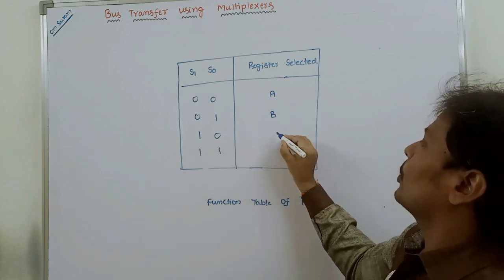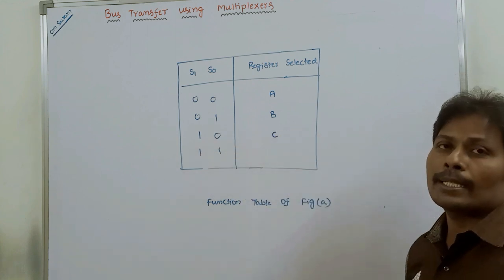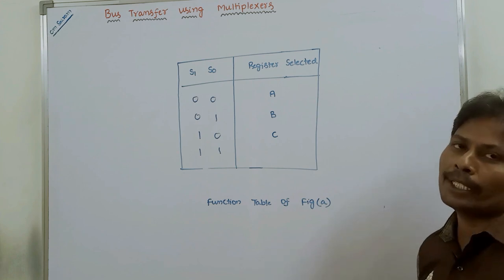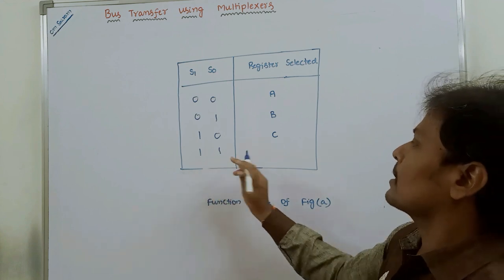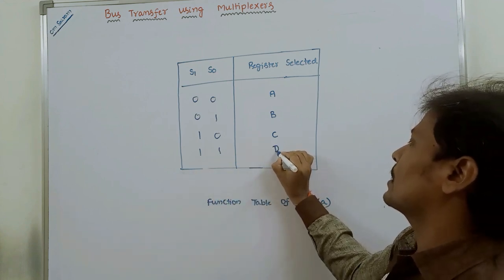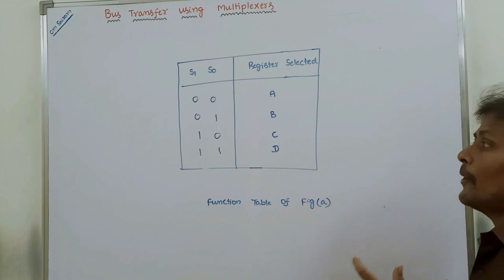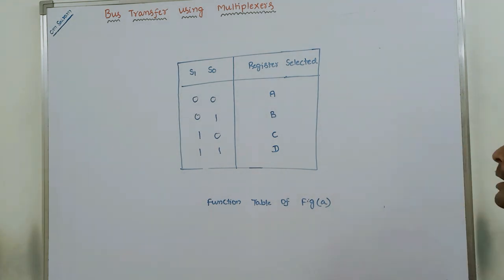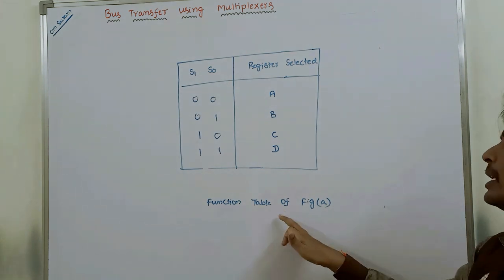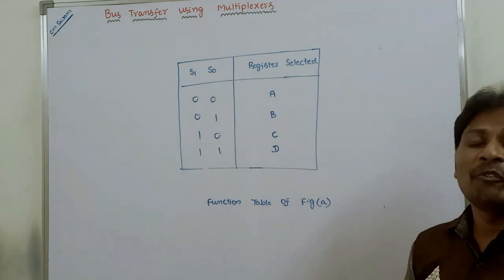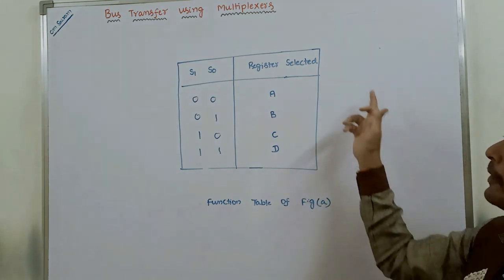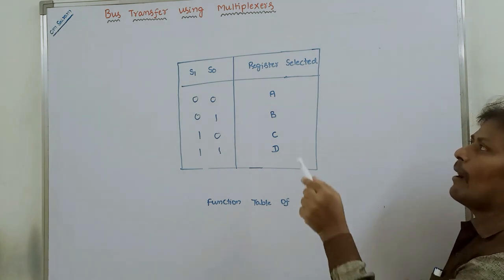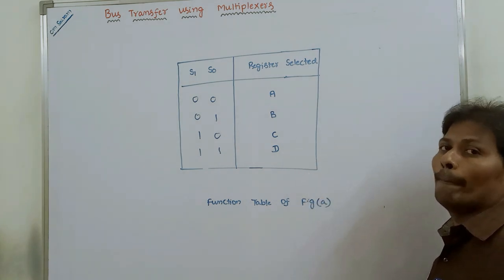S1, S0 is equal to 10: register C is selected. The content of register C is transferred to the 4-line common bus system. S1, S0 is equal to 11: register D is selected. The content of register D is transferred to the 4-line common bus system. This is the function table of figure A. By using that function table, figure A is working. Okay, this is the bus transfer using multiplexers.